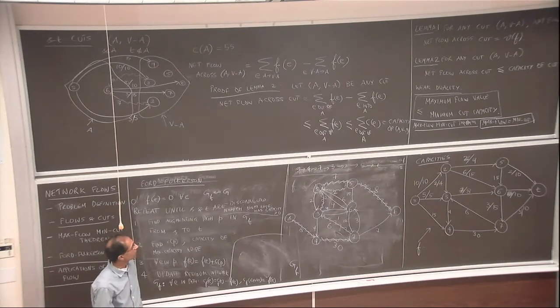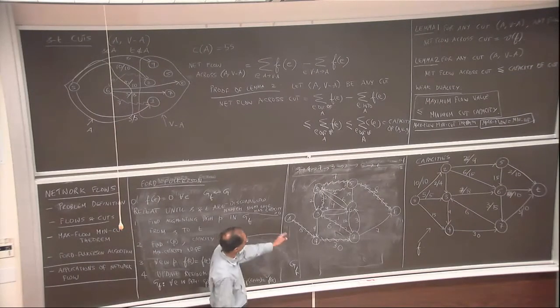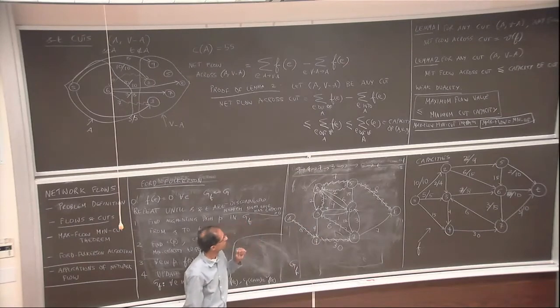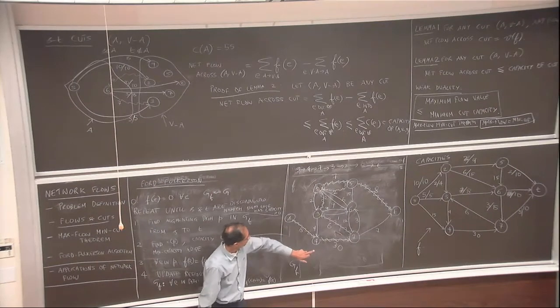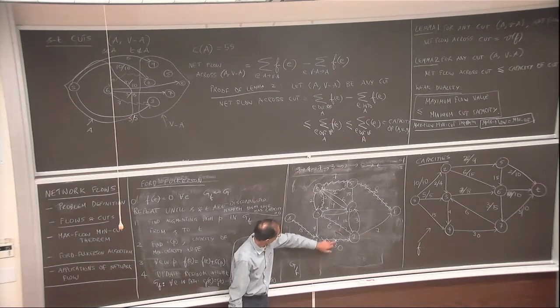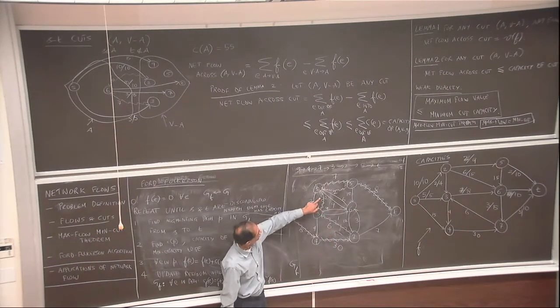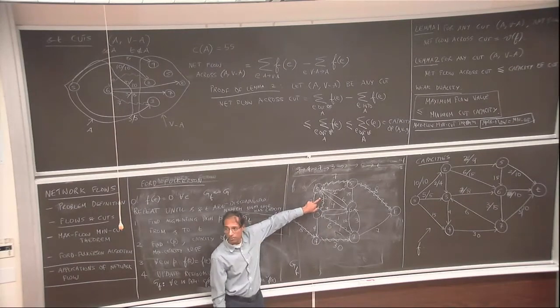Okay. Notice by doing this, you are correcting some of the original flow. You are making changes to the original flow. So what is the capacity of this path? Like 8, 15, 30, 6, 2, 7 and 8. So the answer is 2. The capacity of this path is 2.